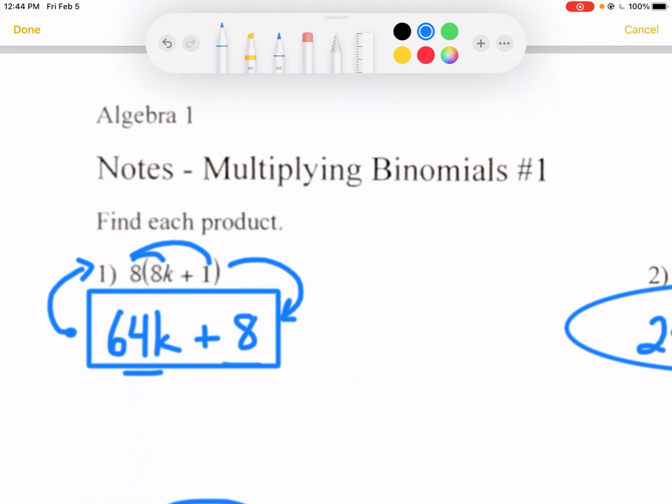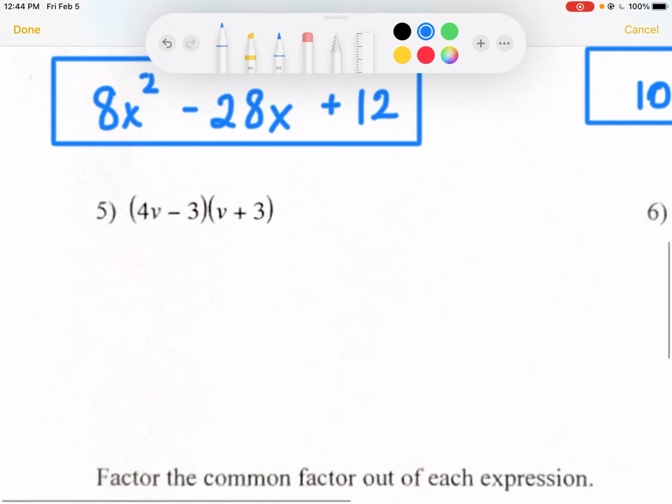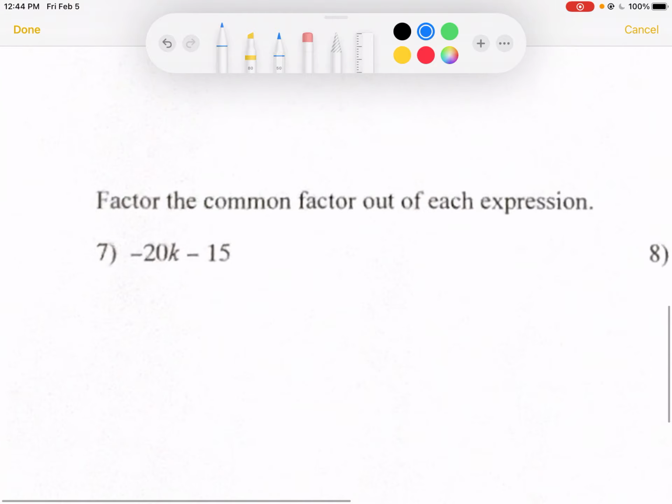Okay? So what you're doing is you're asking yourself, with these two terms, negative 20 and negative 15, what are those both divisible by? In fact, what's the largest thing that they're both divisible by? So both of these are divisible by 5, and because they're both negative, I'm going to throw a negative in front of the 5 even.